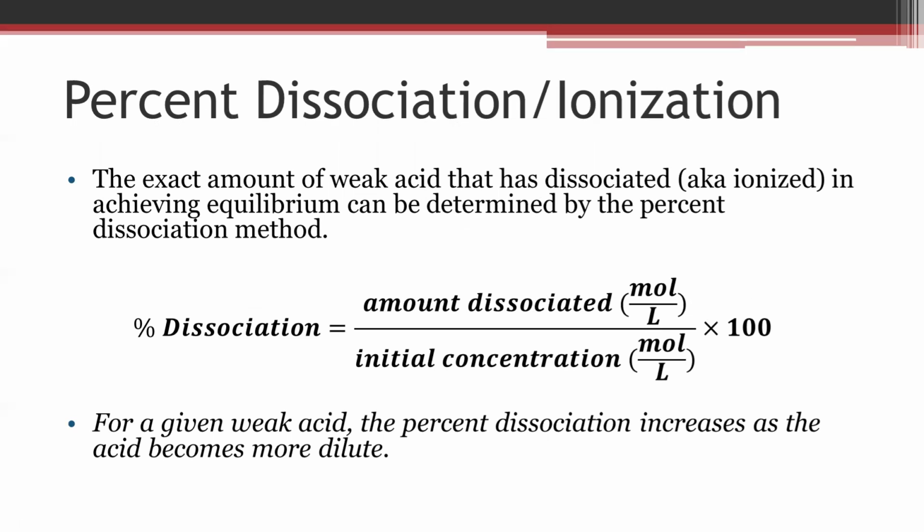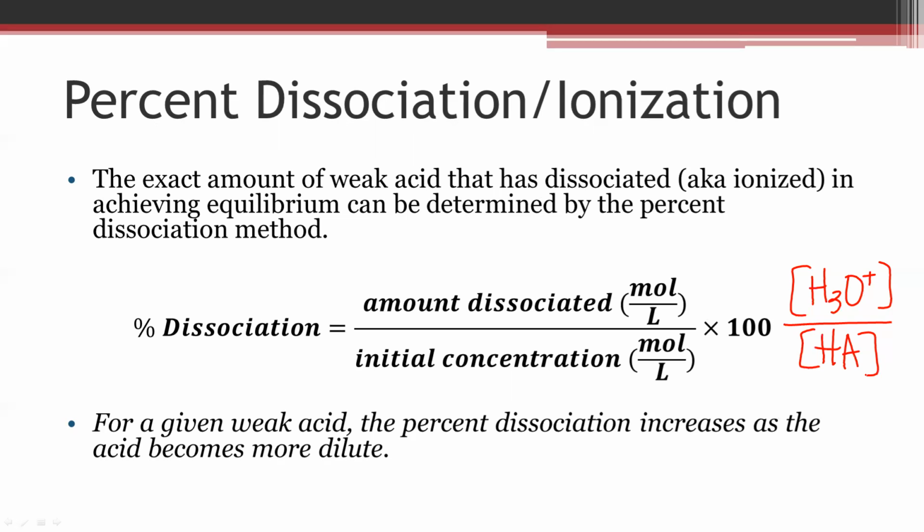Another way to think about this, when we're solving, the top value will be the concentration of the hydronium ion, because that technically, when we do an ICE chart, is how much is dissociated, right? Over the concentration of the acid, which is the original amount. How much did it start out with? Okay. And so for a given weak acid, the percent dissociation will increase as the acid becomes more dilute. That's just something to remember.